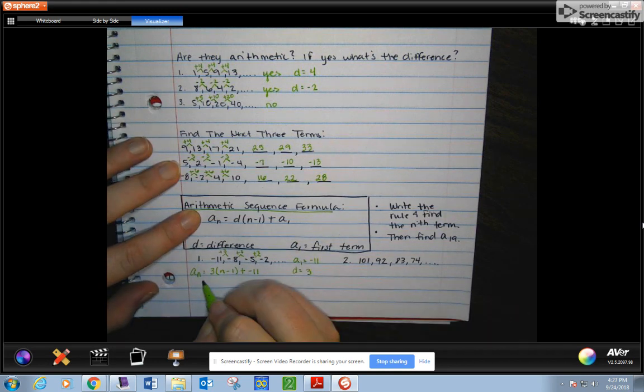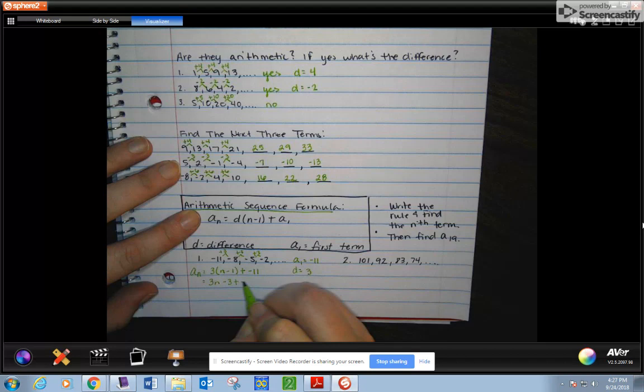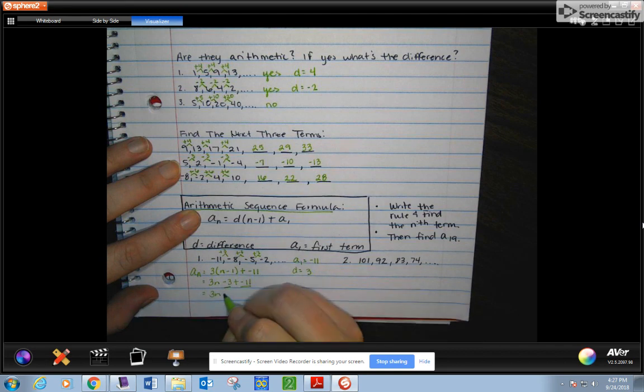I'm just going to distribute this and solve. 3 times n is 3n, 3 times negative 1 is negative 3, and I bring down plus negative 11. So now I keep my 3n, the negative 3 and the negative 11 combined to give me a negative 14. So that is my rule.